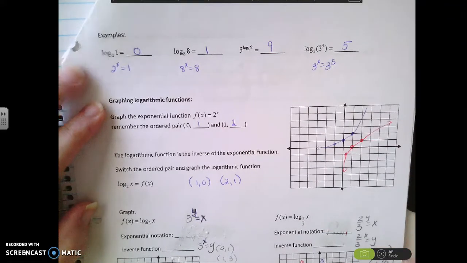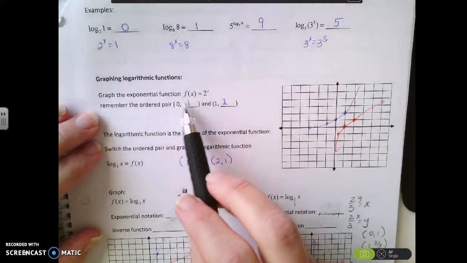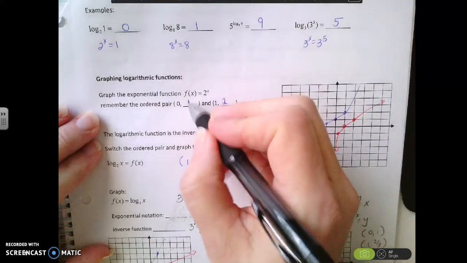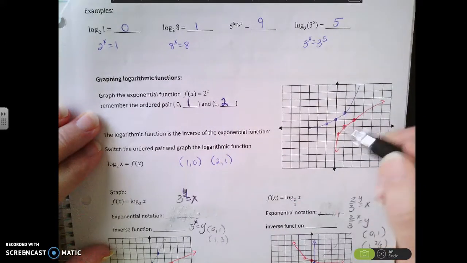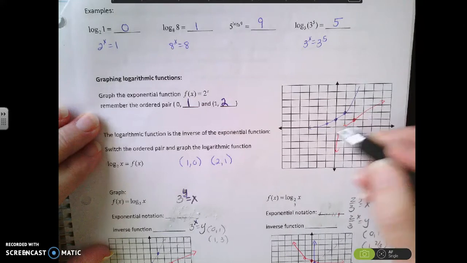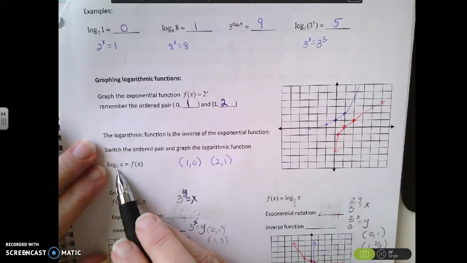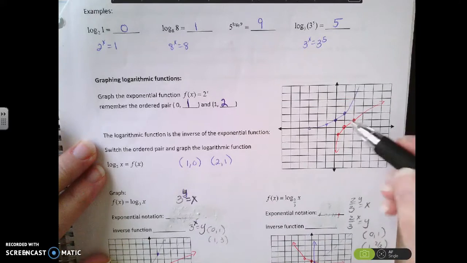Okay? Alright, so that's sort of like what we were talking about on the back. When we're graphing logarithmic functions, remember that they're inverses of the exponential function. In our exponential function, we're going to go through the point 0, 1 for this particular one, and 1, 2. So 0, 1, and 1, 2, there's my exponential function. If I want to graph the logarithmic function that is the inverse of that, I'm going to switch my ordered pairs. And I'm going to graph 0, 1, and I'm going to graph 2, 1. And there's my logarithmic function.